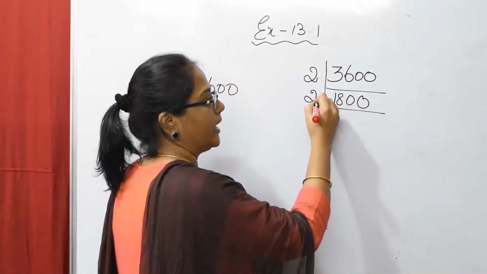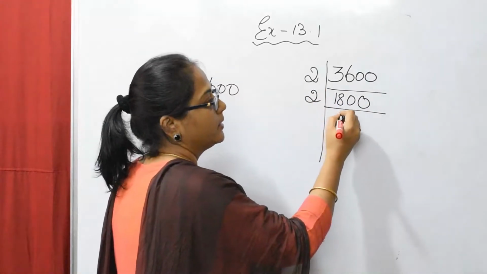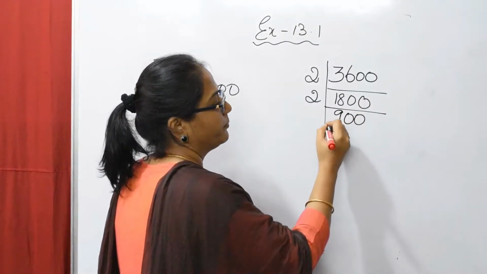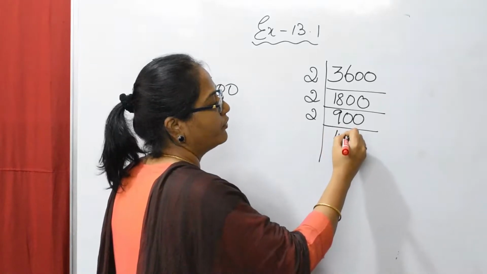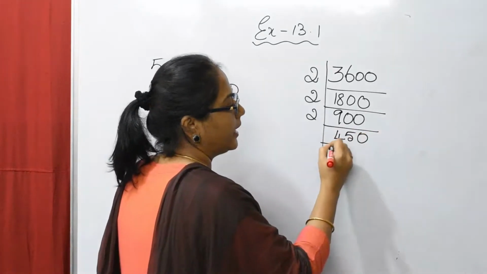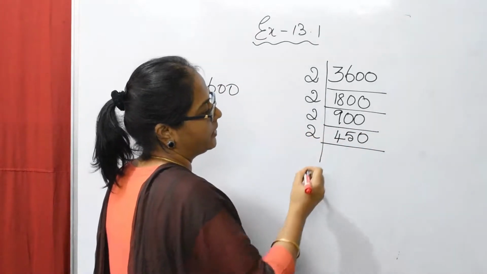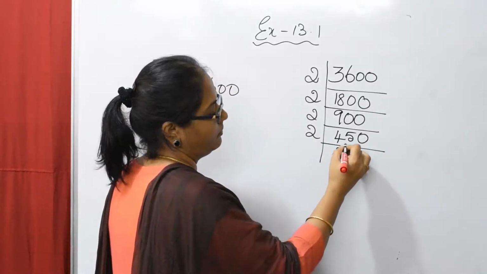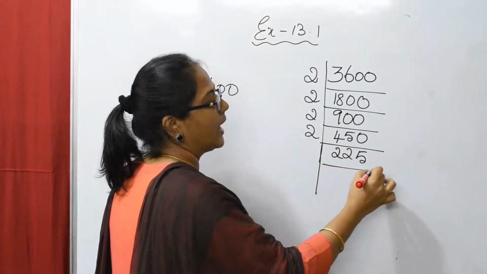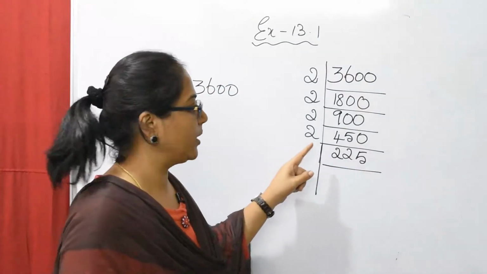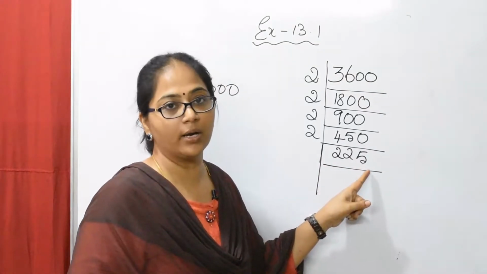Now again it will go in 2 tables. 900 times. Again let us factorize using 2 tables only. 450 times. Again we will factorize using 2 tables. 225 times. And now we can't factorize using 2 tables because it ends with an odd number.